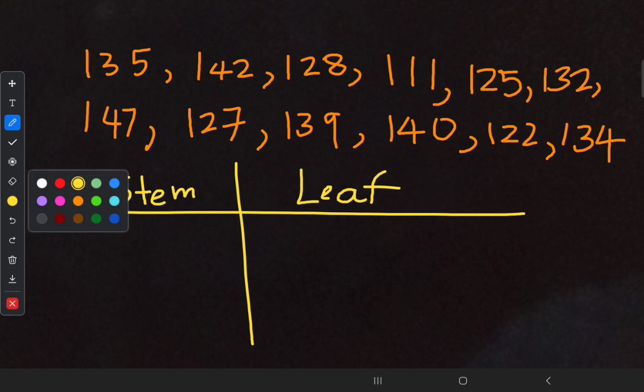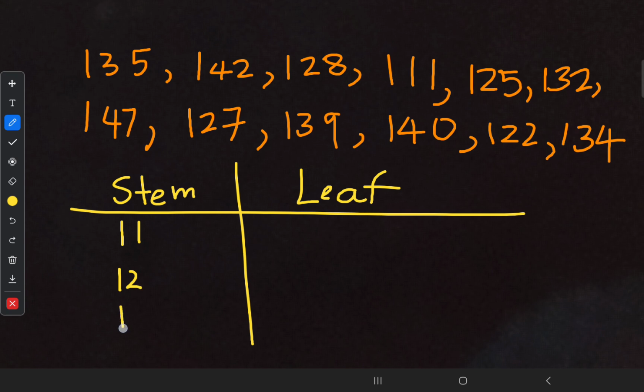So in our stem, we can categorize them as 11, 12, 13, 14, because these are the only four possible stems according to the given data set.